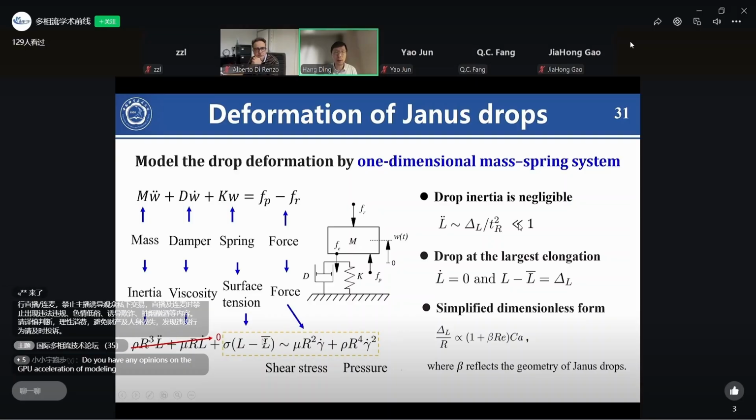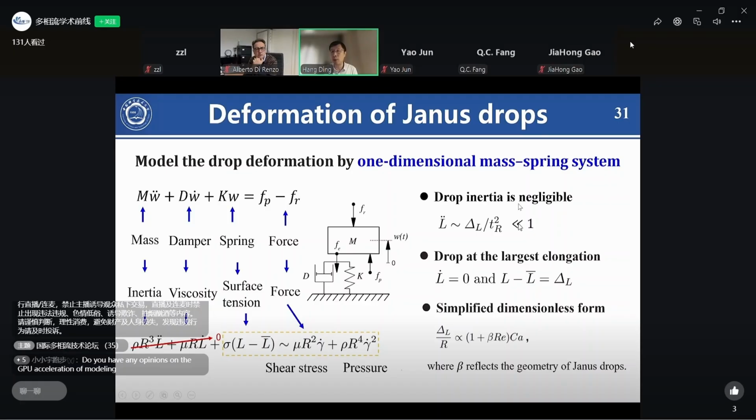For example, we use here the L, which means the inertia of this deformed droplet is shown here, and we also have this viscous damping here. We have the spring, that's the tension L multiplied by L minus L bar here. And here, the right-hand side is the force exerted on it, including shear stress and also the inertial pressure here. So we can do some simplification.